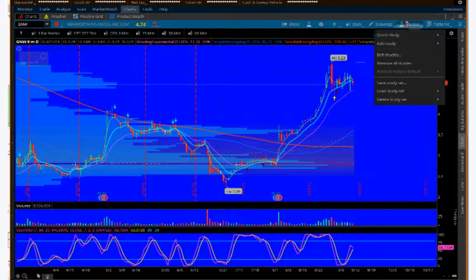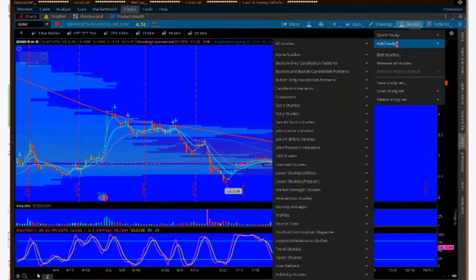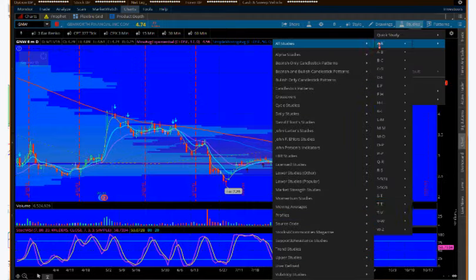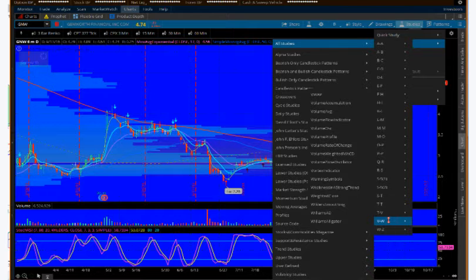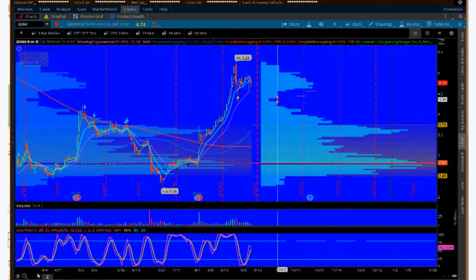Okay, under studies, add study. Let me try all studies. They call it a volume profile. Okay. And when you do it and you put it on there, it shows on the right-hand side of the chart. And I go, that ain't useful. That's not useful at all.